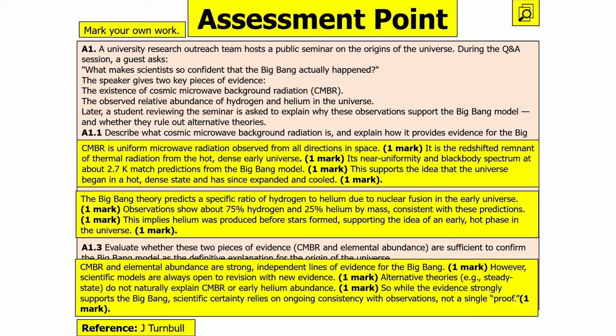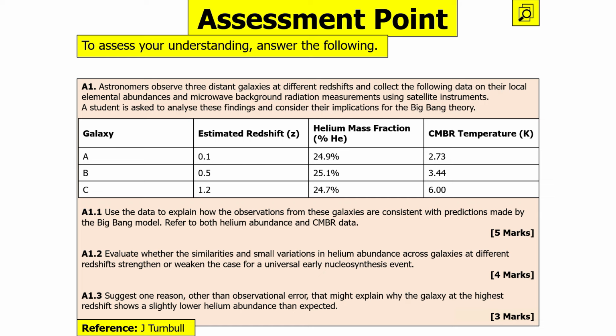Astronomers observe three distinct galaxies at different redshifts and collect the following data on their local elemental abundances and microwave background radiations using satellite instruments. A student is asked to analyse these findings and consider the implications for the Big Bang theory. Use the data to explain how observations for these galaxies are consistent with predictions made by the Big Bang model. Refer to both helium abundance and CMBR data.